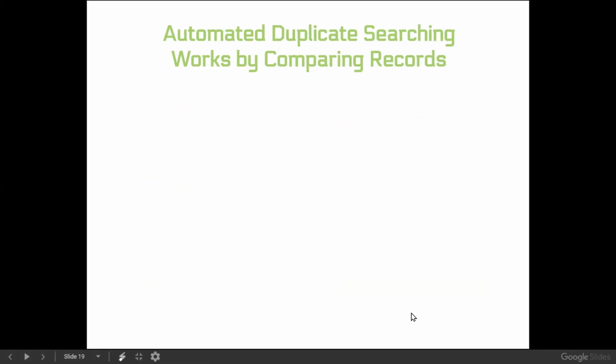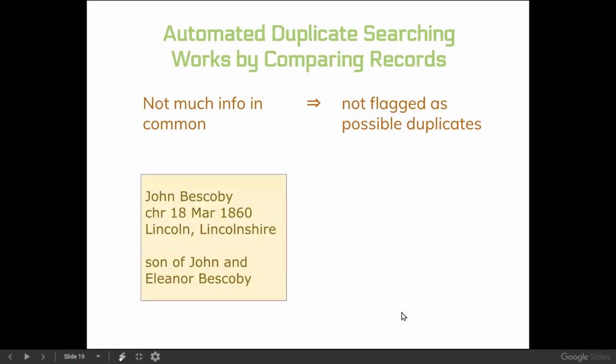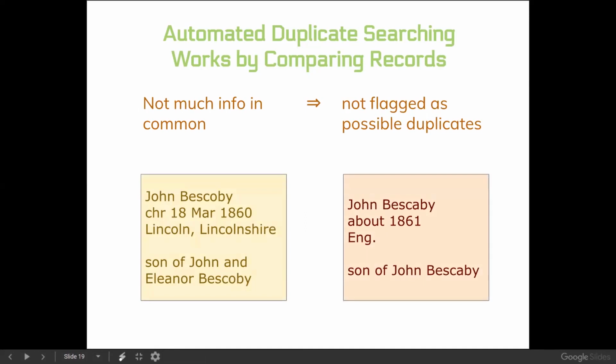Well, let's look at one that isn't quite so obvious. So if there's not as much information in common, then at a certain threshold, Family Tree will no longer suggest that record is a duplicate. So let's look at this one. We've got the same John Bescovy, but is this record a duplicate? Well, his name is spelled a little bit differently. The year is off a little bit. The country is very broad compared to the other data. And then it only has a father and no mother.